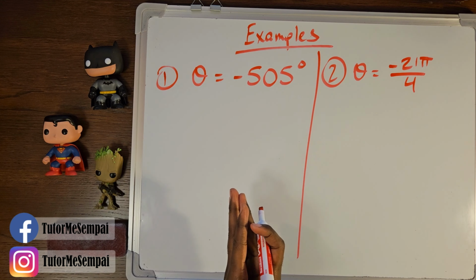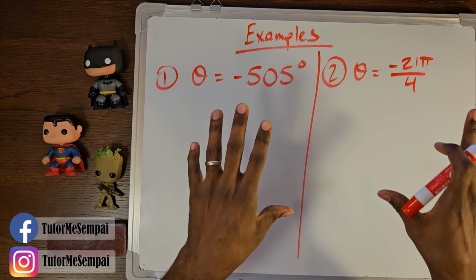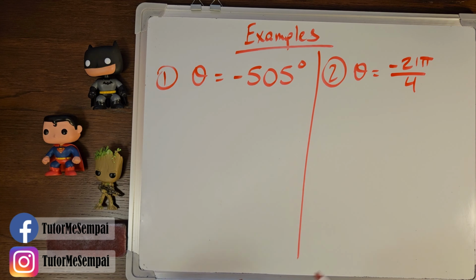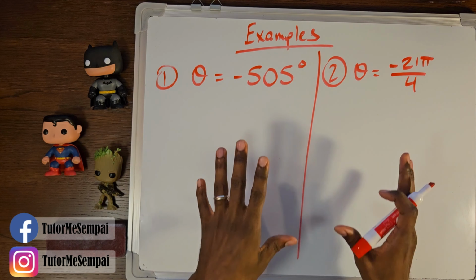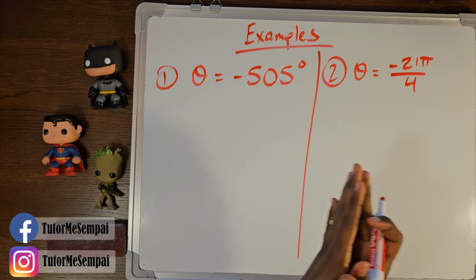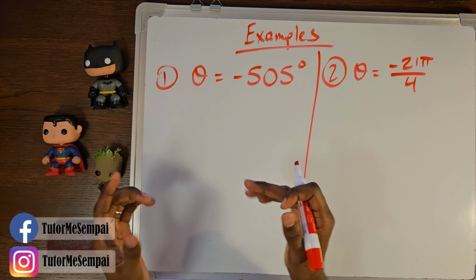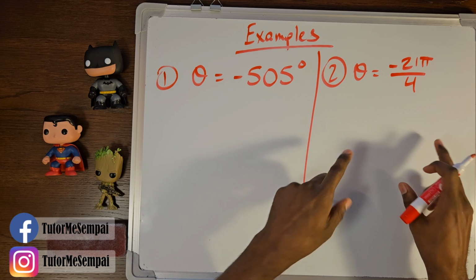So here we have two examples. We have an example in degrees and we have an example in radians. And notice that they're both negative thetas. We want to find our reference angles. However, remember, we can't just plug this in. We have to do what? First, we're going to find coterminal angles between 0 and 360 degrees for our degrees, and 0 and 2 pi for our radians. So let's start with number 1.